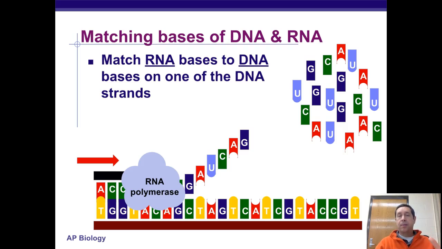So once the RNA polymerase is bound, it's going to move down the DNA molecule and transcribe the gene by adding the appropriate RNA nucleotides. Reads 5' to 3'.